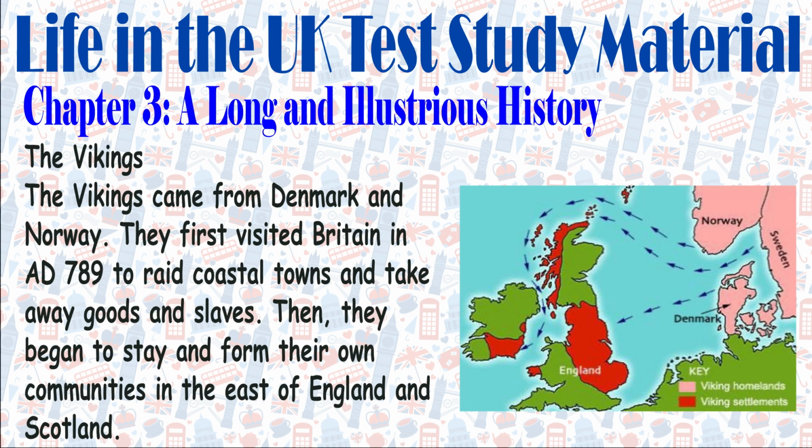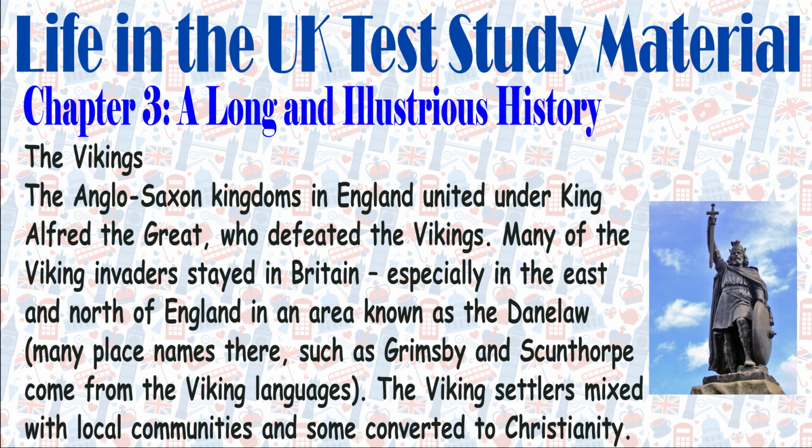The Vikings. The Vikings came from Denmark and Norway. They first visited Britain in AD 789 to raid coastal towns and take away goods and slaves. Then, they began to stay and form their own communities in the east of England and Scotland. The Anglo-Saxon kingdoms in England united under King Alfred the Great, who defeated the Vikings.